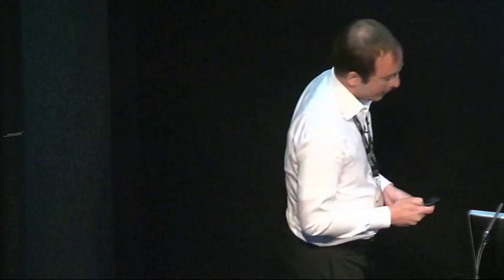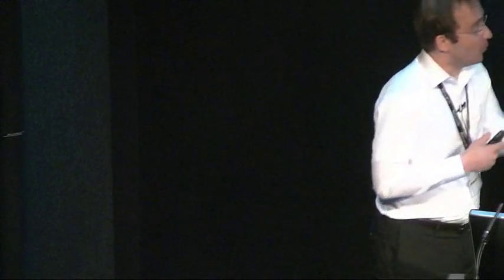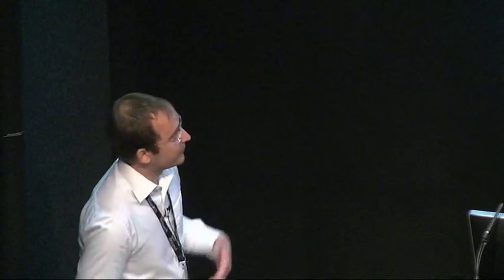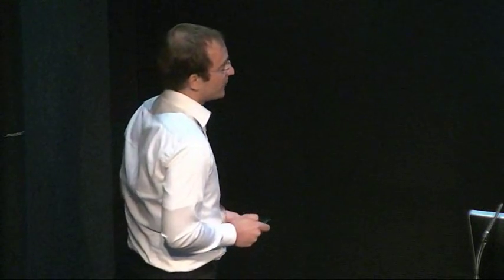That's the first part of the strategy, and vice versa. If there are more people interested in the keyword in question, and I will tell you in a minute which keywords we looked at, then we take the opposite action. So on increases in search volume, we sell the index in the coming week, meaning we are opening a short position at the first trading day of the coming week, and we keep this position for exactly 1 week.